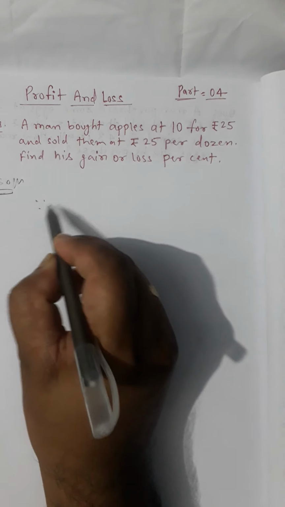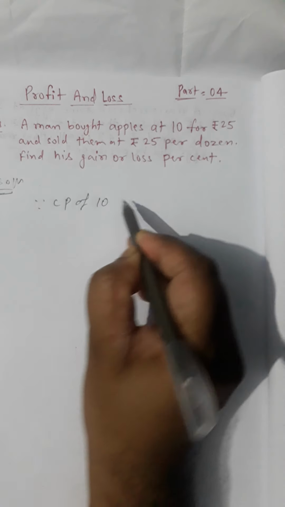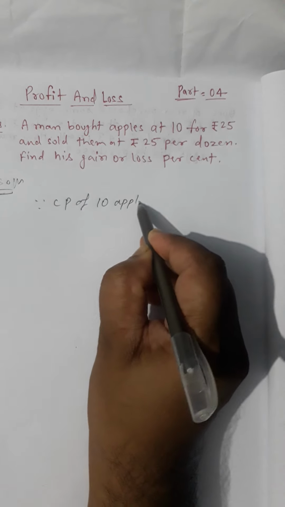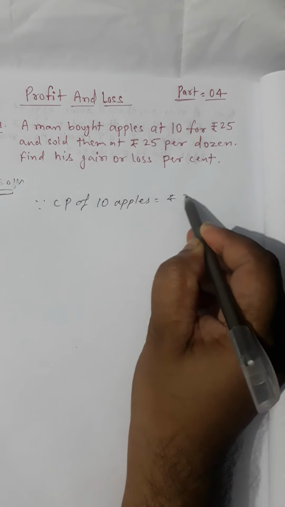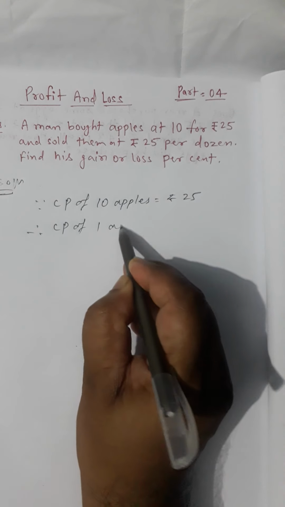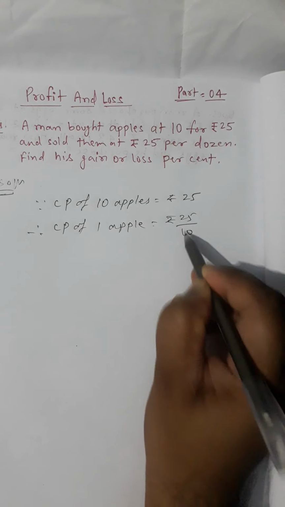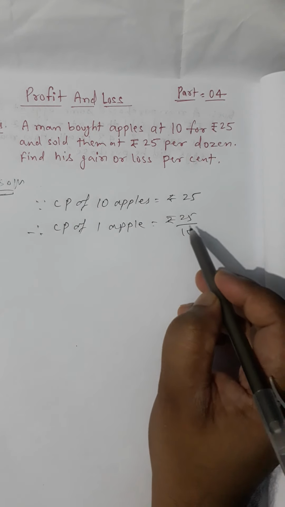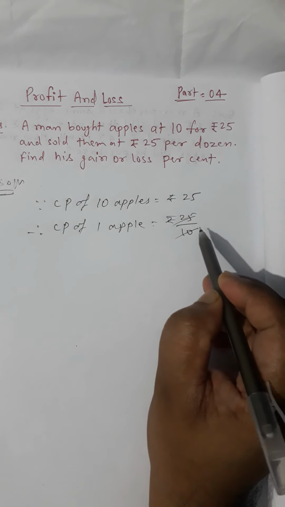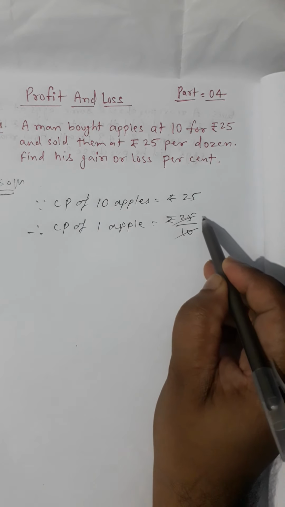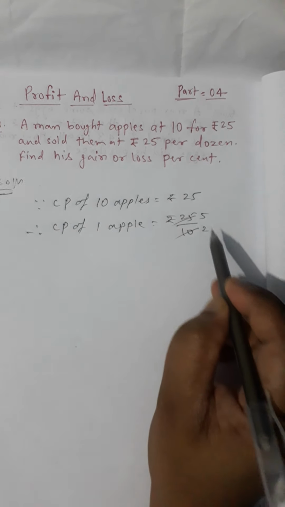It means CP of 10 apples equals rupees 25. So therefore CP of one apple equals rupees 25 by 10. It is divisible by 5, so this cancels out: 5 times 5 is 25 and 5 times 2 is 10, so 5 by 2.